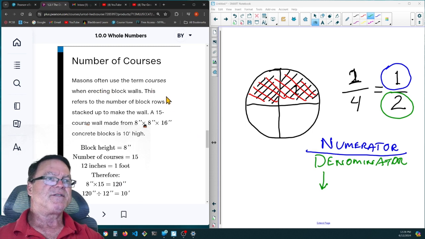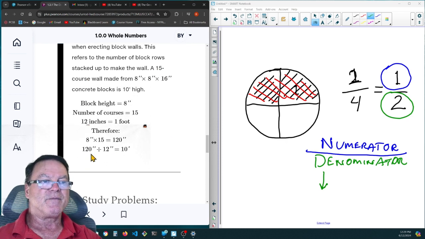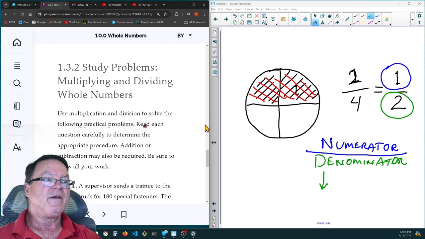Number of courses. Masons often use the term courses when erecting block walls. This refers to the number of block rows stacked up to make a wall. A 15-course wall made from 8-inch by 8-inch by 16-inch concrete blocks is 10 feet high. So it's 8 inches times 15, divided by 12 inches per foot. So 8 times 15 is 120 inches, and 120 inches divided by 12 inches equals 10 feet. So a 15-course wall is 10 feet tall. Very good.